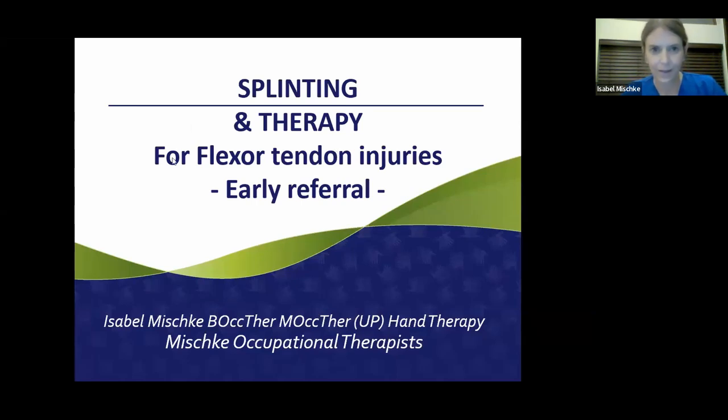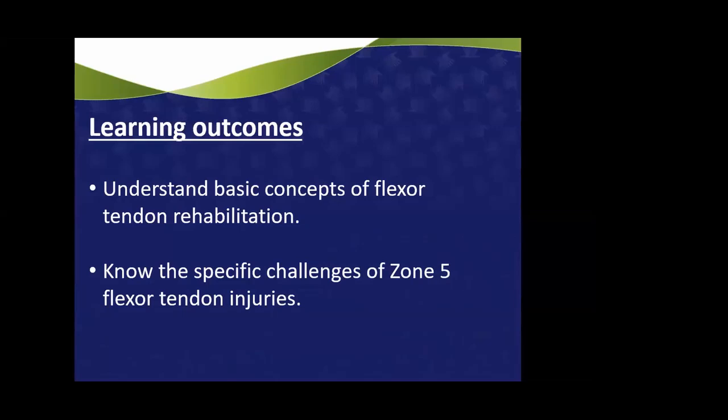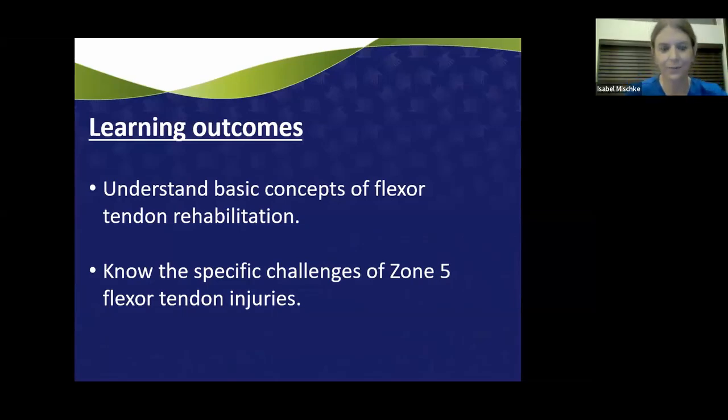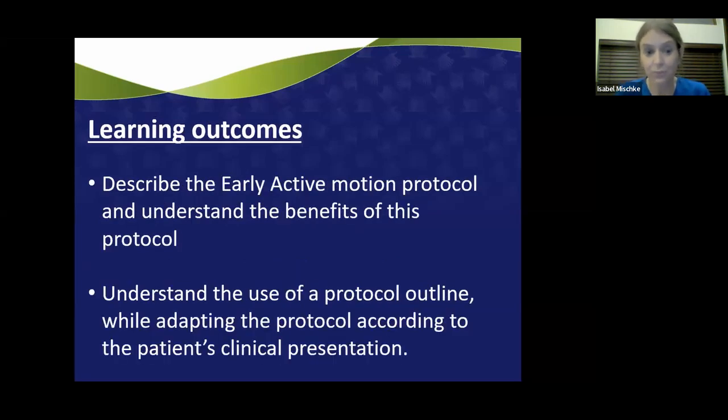Basically, we're going to go through 4 learning outcomes. First, I'm really passionate about getting you to a place where you understand the basic concepts of flexor tendon rehabilitation. So basic terminology, where to start, and what to look out for when you rehabilitate any kind of flexor tendon. Then know the specific challenges of Zone 5 flexor tendon injuries. Describe the early active motion protocol and understand the benefits of this protocol. And then lastly, understand the use of a protocol outline while adapting the protocol according to the patient's clinical presentation.